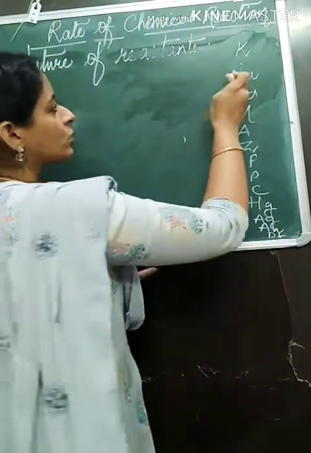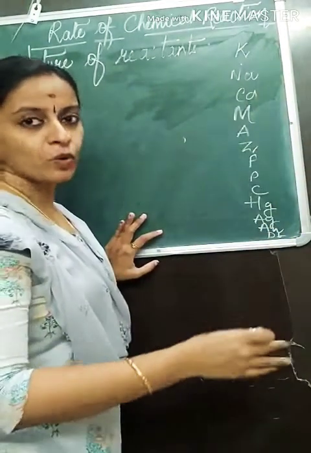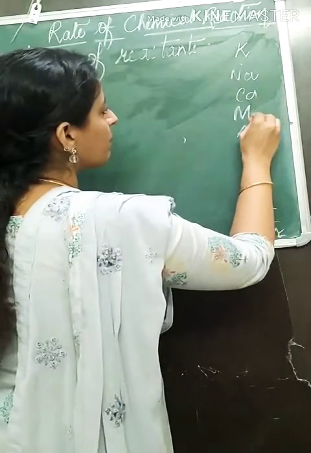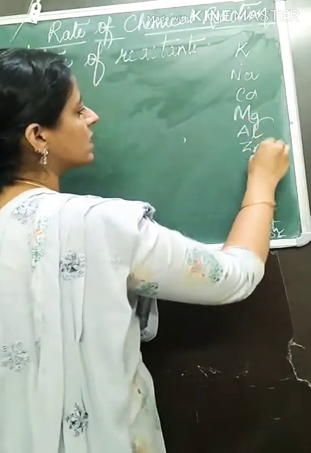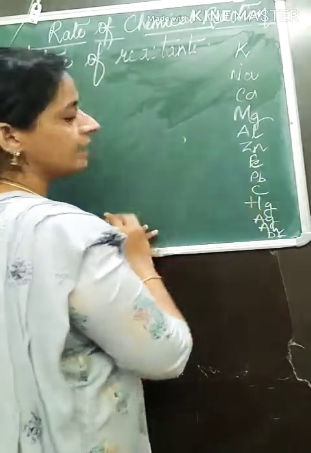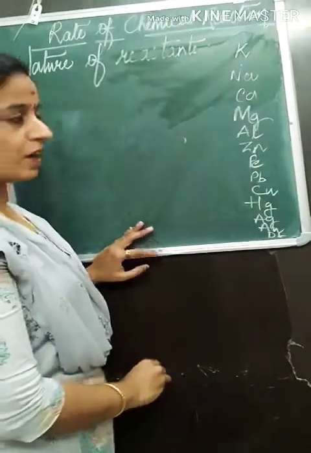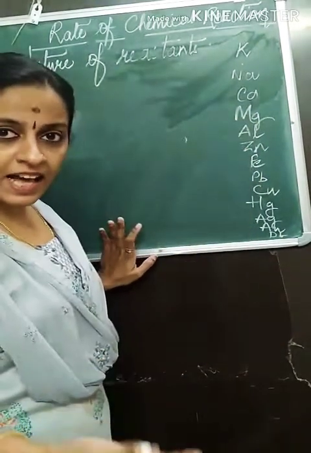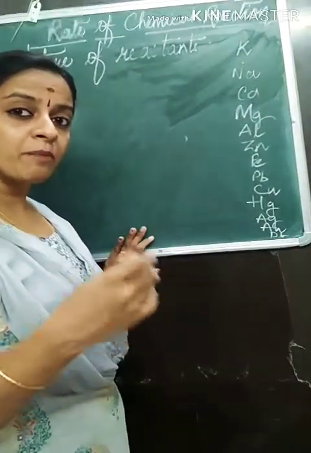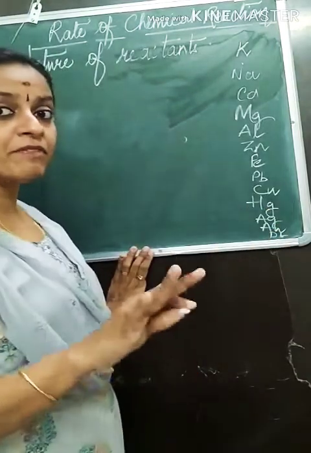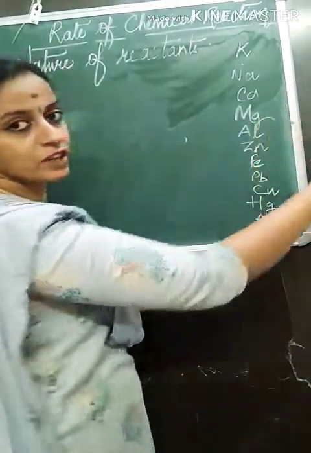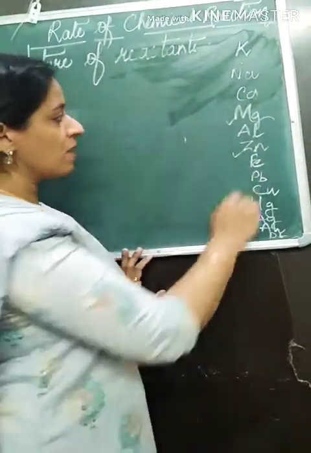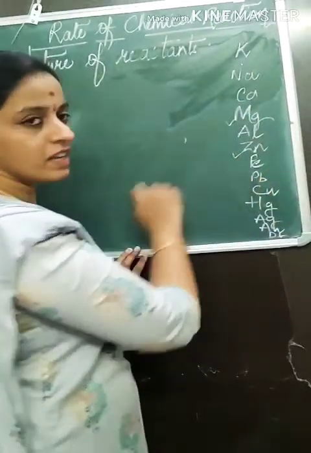Suppose you are making sodium react with an acid. Now let me complete it. This will be magnesium, this is aluminium, this is zinc, this is iron, this is lead, this is copper. So if you are making magnesium and zinc react with an acid, the rate of reaction will be more, or the reaction will happen faster, when magnesium reacts with an acid compared to zinc reacting with an acid, because magnesium is more reactive than zinc.